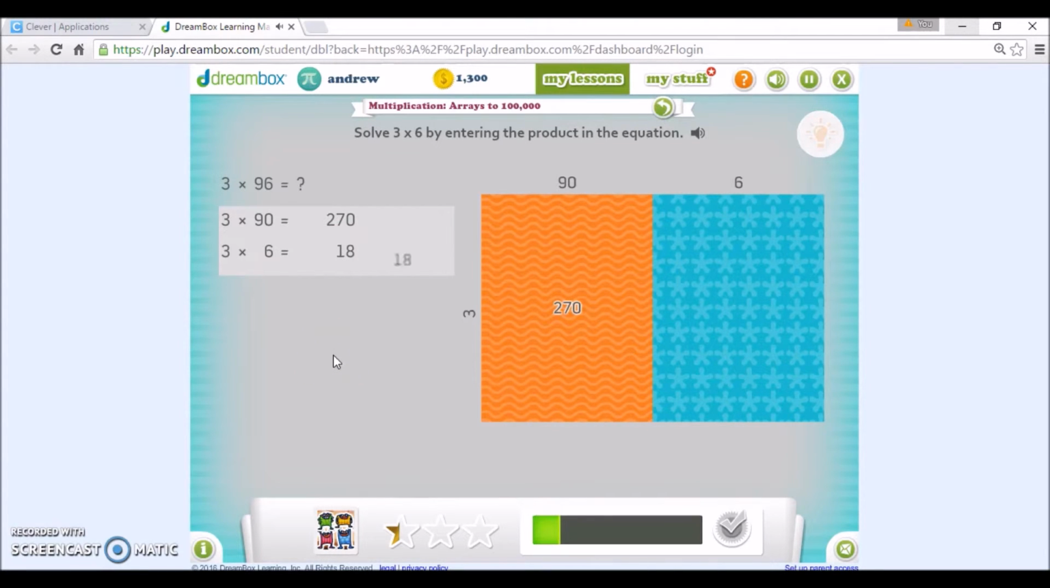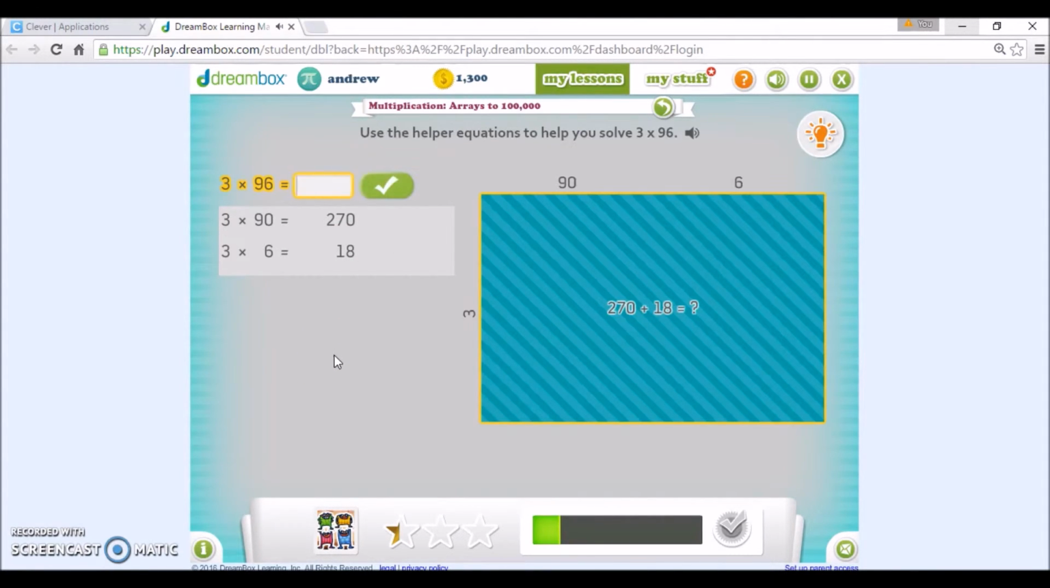Alright, now for kids to understand conceptually why we do this the way we do this is we're breaking up into place values. When we do, we're getting products for each of the parts that we're multiplying. And then when we get the products for each of the parts, we're going to add them to then total up what would be 3 times 96. 288. Okay.